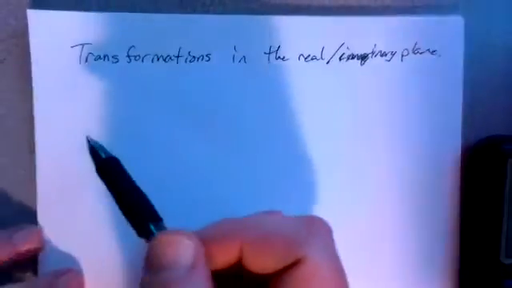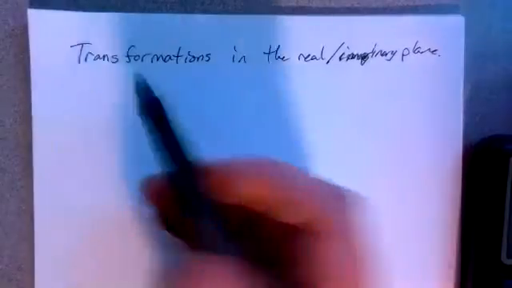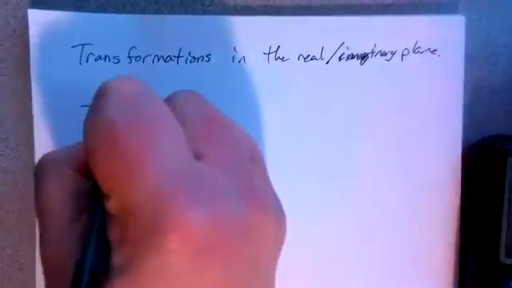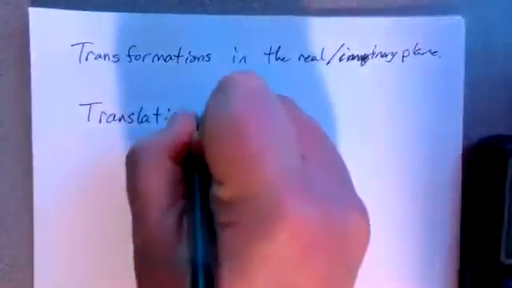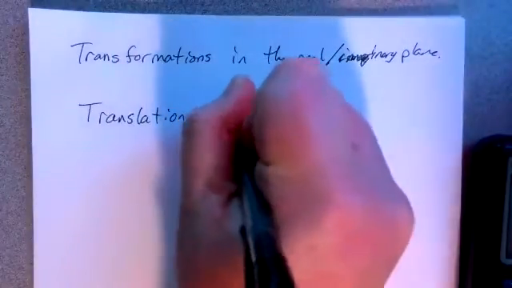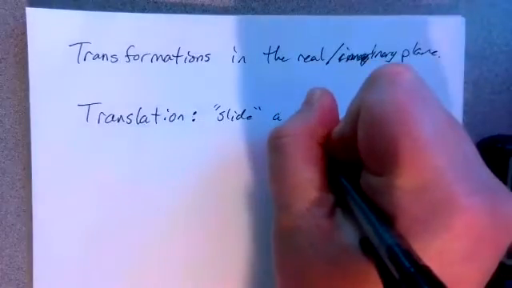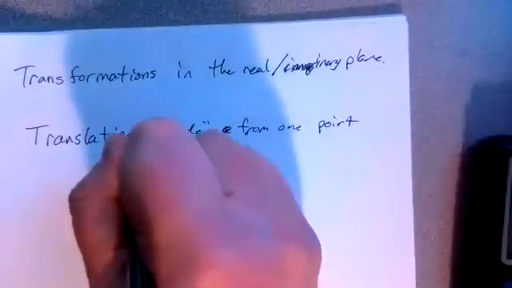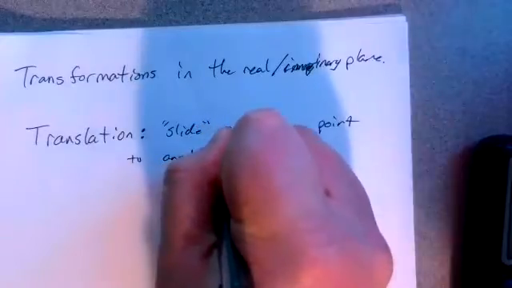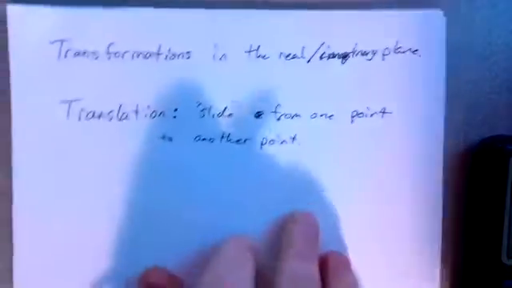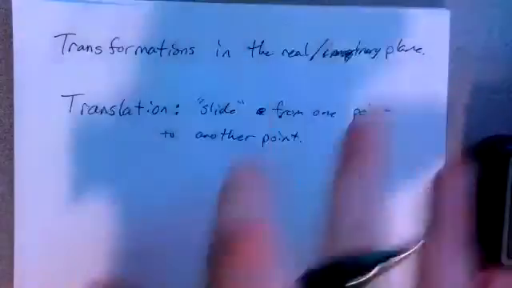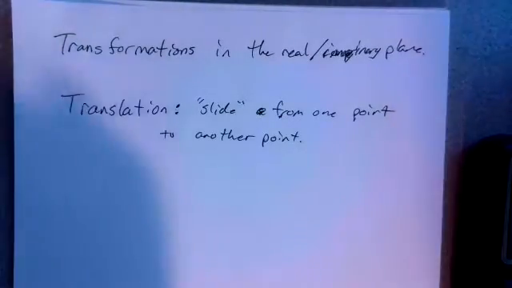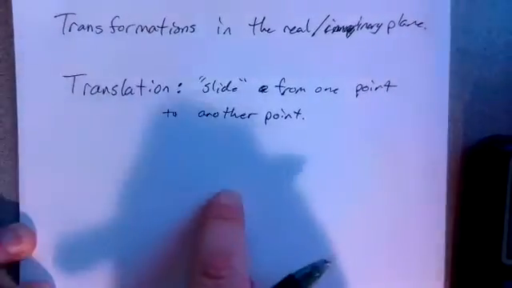So here are the four basic transformations that we are going to take a look at in the real imaginary plane. The first one is called a translation. A translation is where we slide from one point to another point. It's going to go in a straight line from one point to another point, anywhere on that plane. No matter where it starts or where it ends, it's going to go in a straight line between those two. So it's just going to shoot in a straight line somewhere.